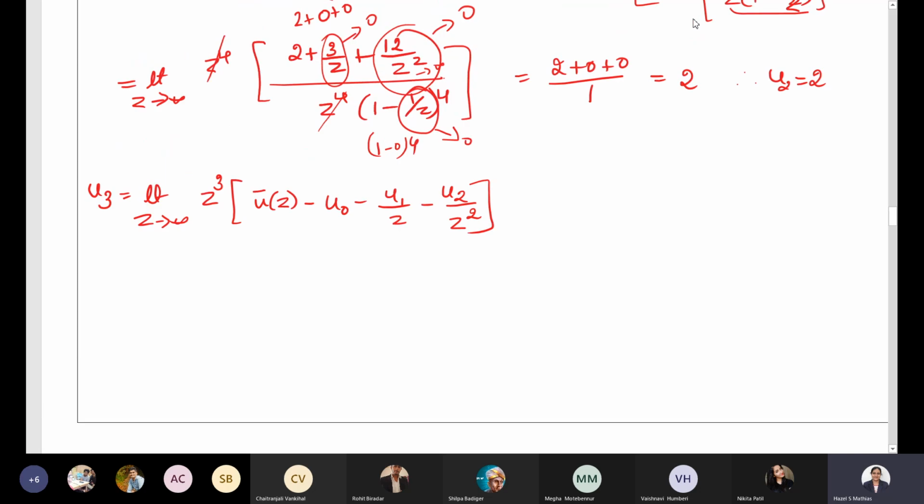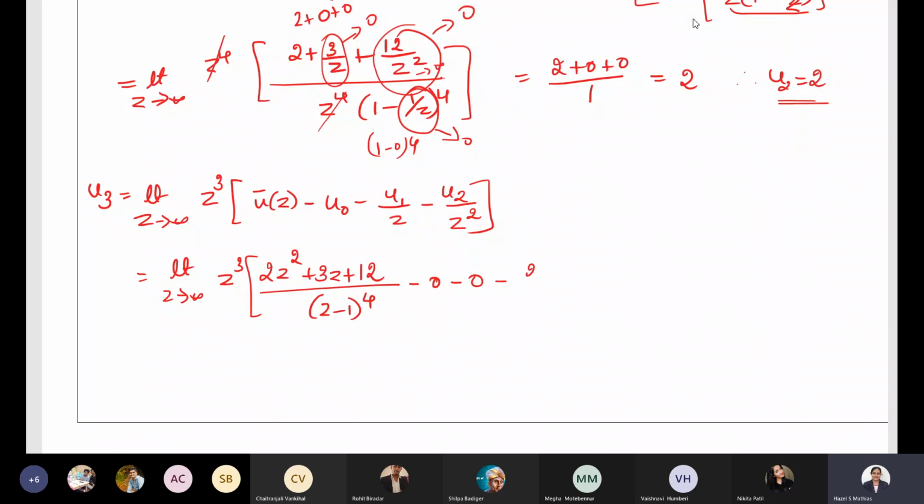Now let's substitute all the values. Limit z tends to infinity. z cube into u bar of z is given to us 2z square plus 3z plus 12 divided by z minus 1 whole power 4 minus u0 is 0, u1 is also 0, minus u2 we have got it to be 2. So it will be 2 divided by z square. This is what we get.